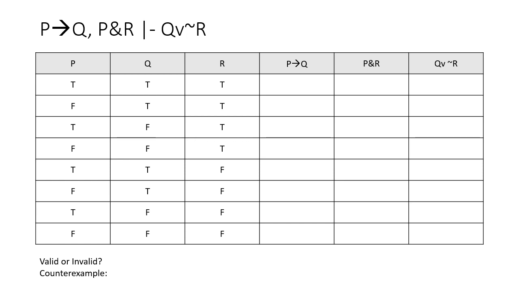So again, we have two premises. We have P arrow Q, we have P and R, and then we have our one conclusion. We always just have one conclusion, which goes here. Now, just like before, these are pretty simple, at least the premises are. They're just a single operator, so we can just do them one at a time.